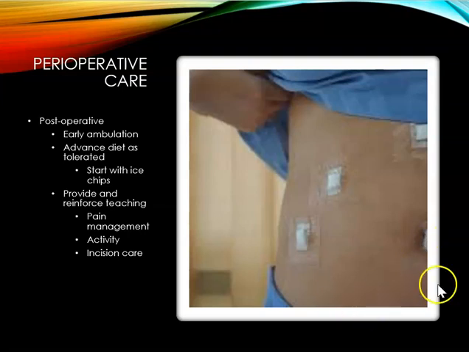So they're going to start off pretty slow with this. They're going to do clears. So you want to start off with ice chips, and clear is going to be anything you can see through. So milk would not be clear, but juice could be, as long as it's not real pulpy. And the advancement of the diet is really at your discretion as well as patient input.